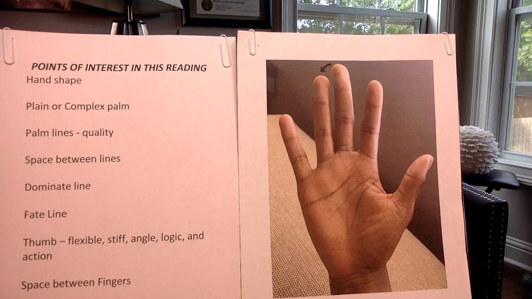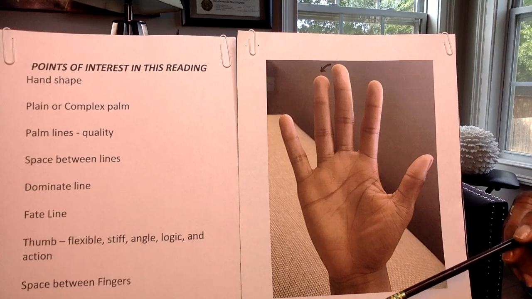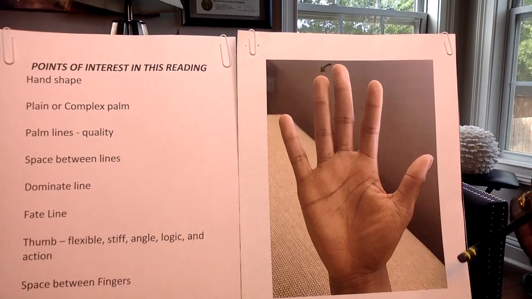You have to determine that. Okay, fate line. Is there a fate line? If it is, what shape is it in? Is it thin? Is it straight, long, or is it just short? You have to describe that.